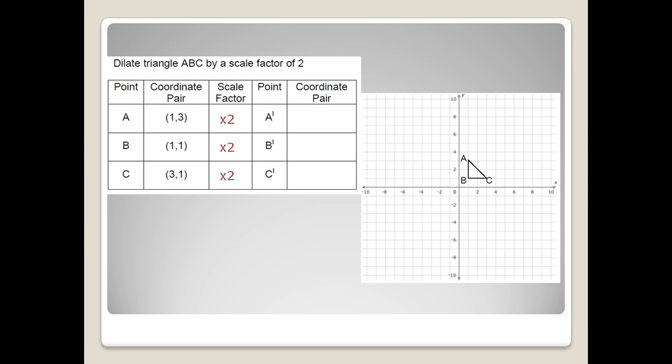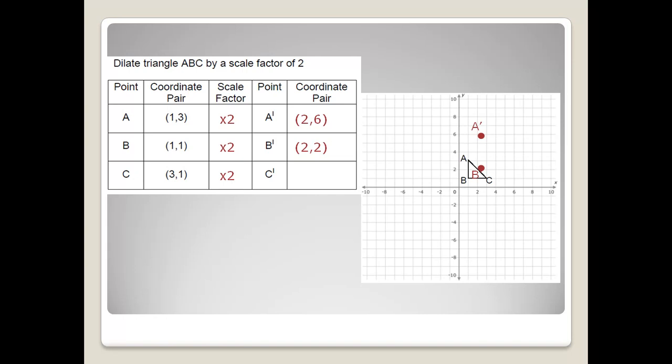Now we're going to look at our coordinate pair for point A, which is 1, 3. 1 times 2 is 2. 3 times 2 is 6. So our new coordinate pair is going to be 2, 6. We plot our point for our new A, and now let's look at B. It's 1, 1. We multiply each of those by 2, and that gets us 2, 2.